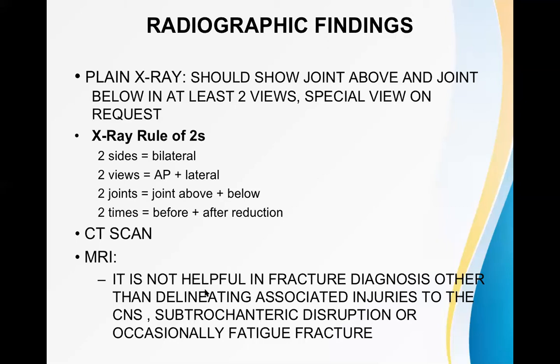MRI is not helpful in fracture diagnosis other than delineating associated injury to the central nervous system, subtrochanteric disruption, or occasionally fatigue fracture. So only for these 2 or 3 important indications you go for MRI. Other than that, CT scan is routinely done rather than MRI. And you know this principle: for bony diseases, CT is preferred over MRI. For soft tissue injury, MRI is preferred over CT.